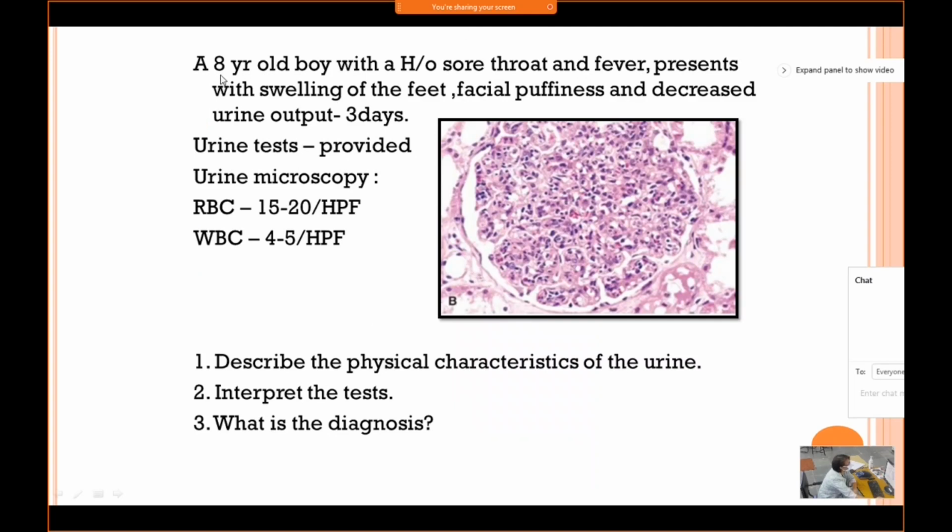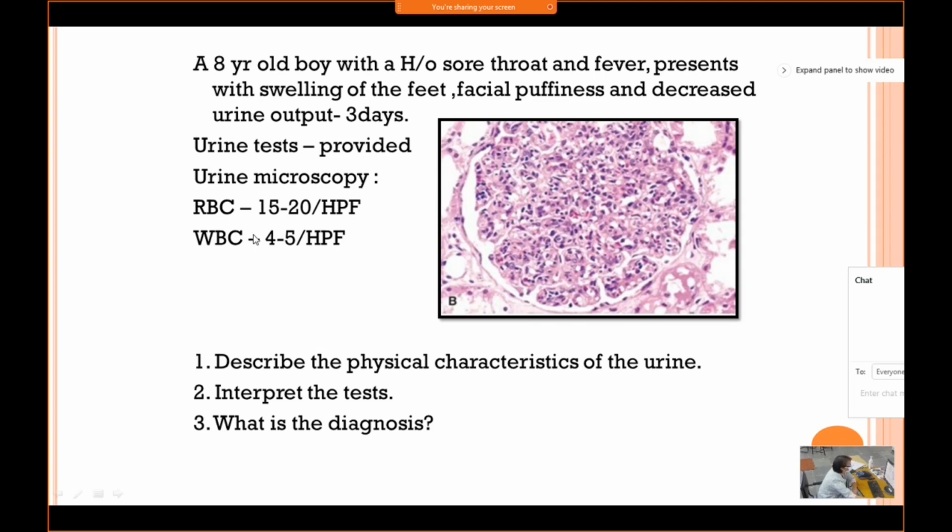Then this is a history. 8-year-old boy, sore throat, fever, swelling of feet, facial puffiness, decreased urine output 3 days, and you have urine microscopy which shows hematuria. So with this picture of enlarged glomeruli, very busy glomeruli, very hypercellular, lots of cells in the mesangium and also blocking some of the capillaries, you know that this is a proliferative glomerulonephritis, and that too with history of sore throat and fever. You know that you're probably dealing with an acute post-streptococcal glomerulonephritis.